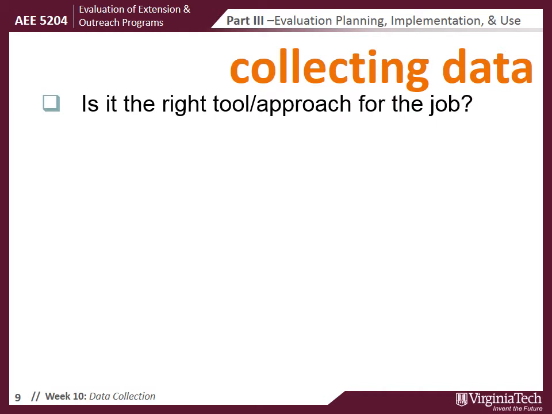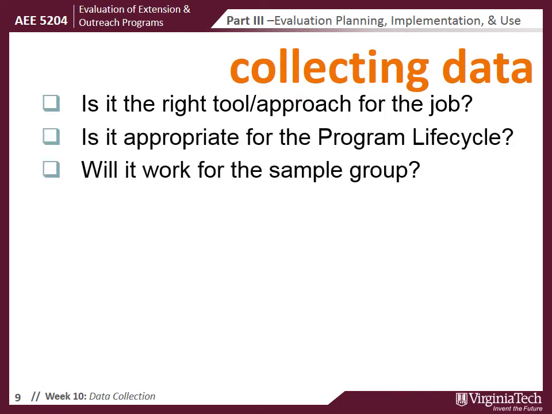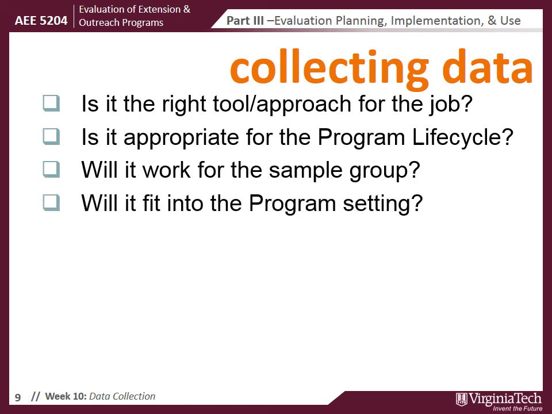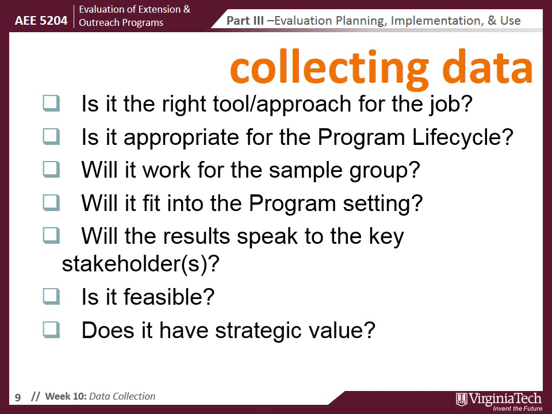Regardless of what data collection approach you choose, these are some overarching questions that you should always ask yourself. They overlap a bit, but they really emphasize: don't just pick something at random. You've got to pick something that is right for the job, that fits the program life cycle, that is good for your sample group, that fits into the program setting, that will provide results that speak to key stakeholders, and that's feasible and has strategic value.